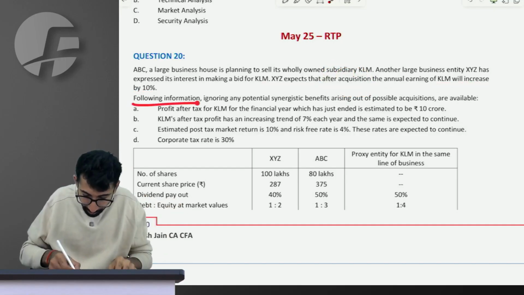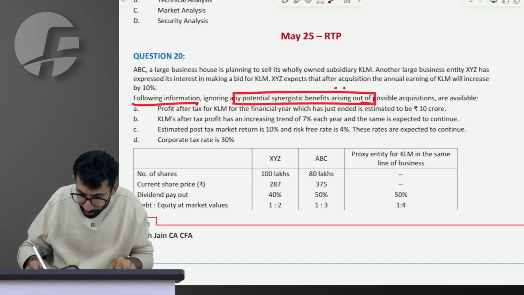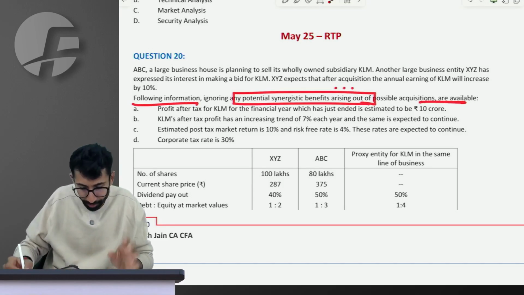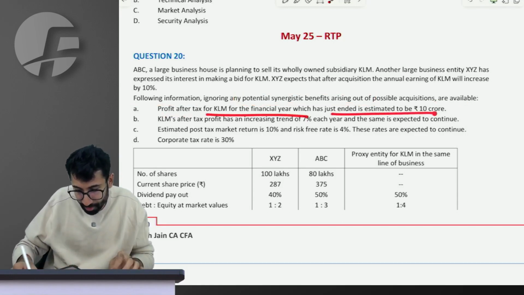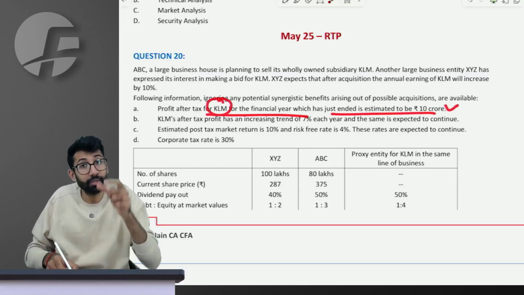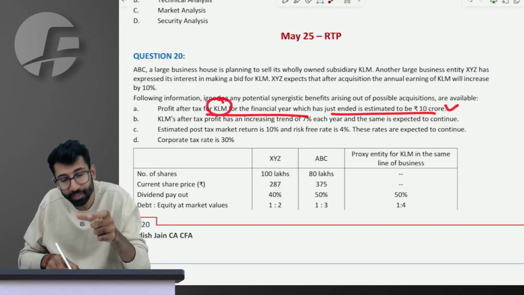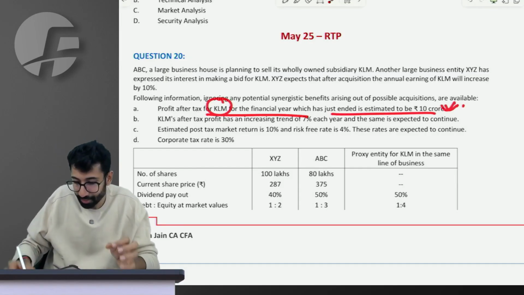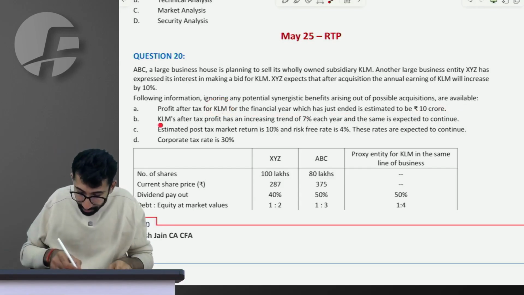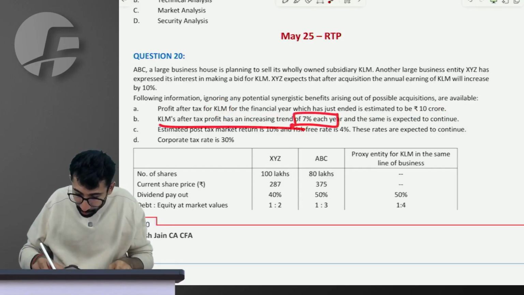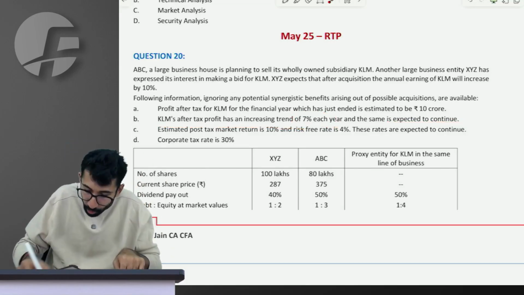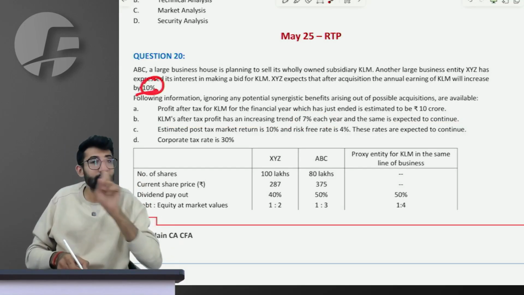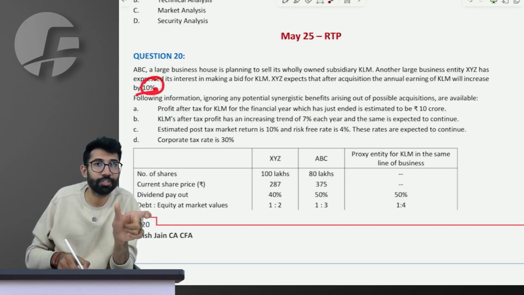Fine, sir. Following information, ignoring any potential synergetic benefit, is available. Profit for the financial year just ended is 10 crore for KLM. The division that we are talking about, the subsidiary that we are talking about, has 10 crores of profit. It has an increasing trend of 7% each year. It will continue to grow by 7%. Sir, what was this 10% then? It was a one-time growth on account of synergy.